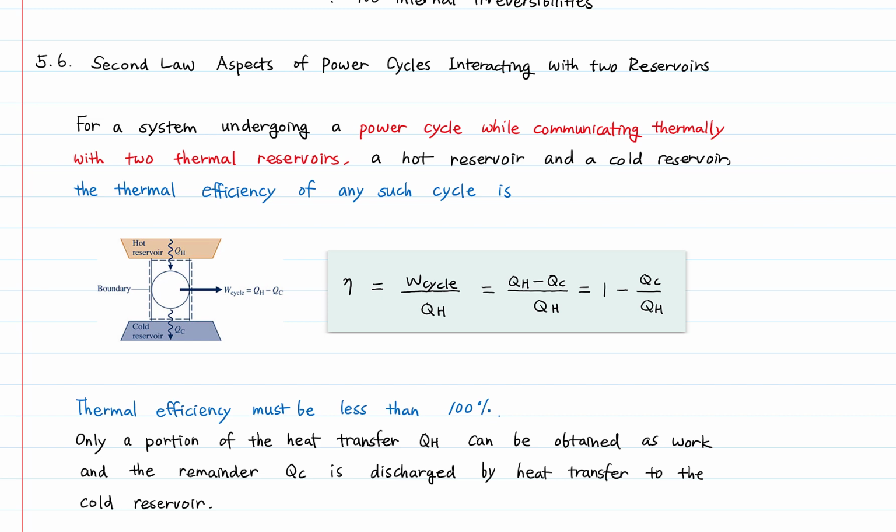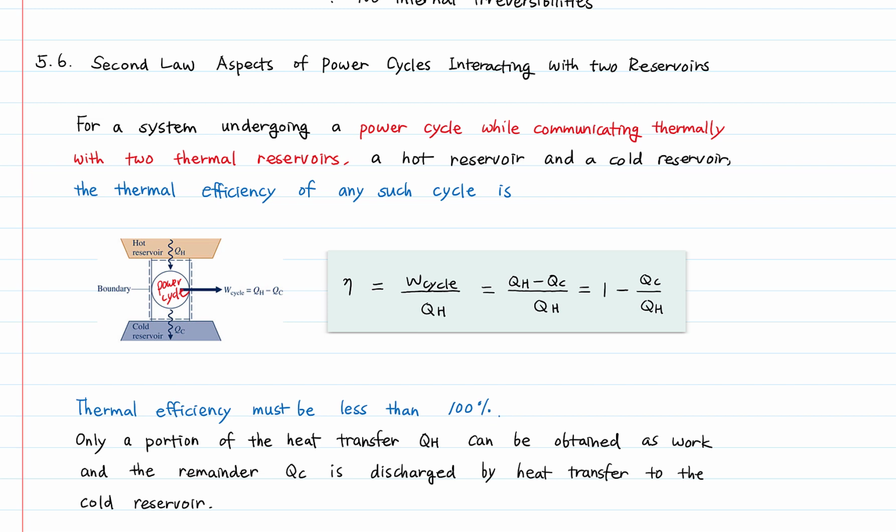Let's see a schematic of a power cycle. This is a power cycle between the two reservoirs. We have two reservoirs, a hot reservoir and a cold reservoir.